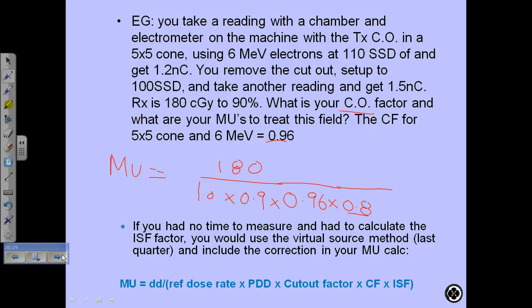Because you did the open and blocked field for the same cone. So if you had done the reference cone and the 5 by 5, you would have included that factor. Yeah, because this is relative to a 5 by 5. But a 5 by 5 does not have a dose rate of 1.0. Only the 15 does. Okay, so we need this to relate the 5 by 5 to the 15. So if you had no time to measure and had to calculate the inverse square factor, you would use the virtual source method and include the correction in your MU calc.